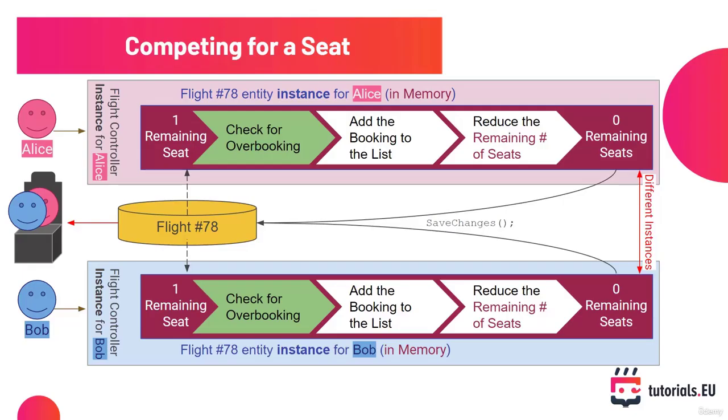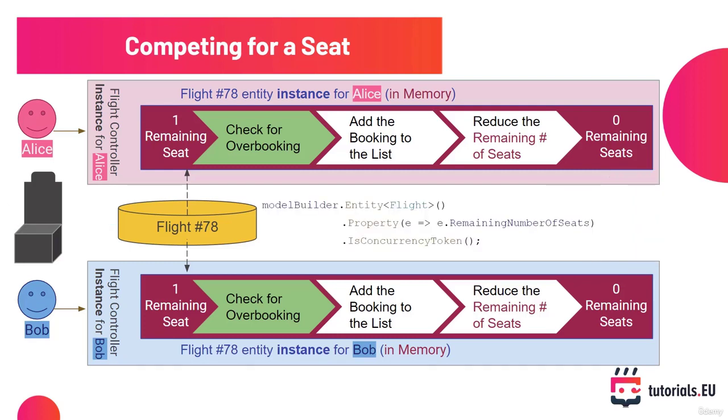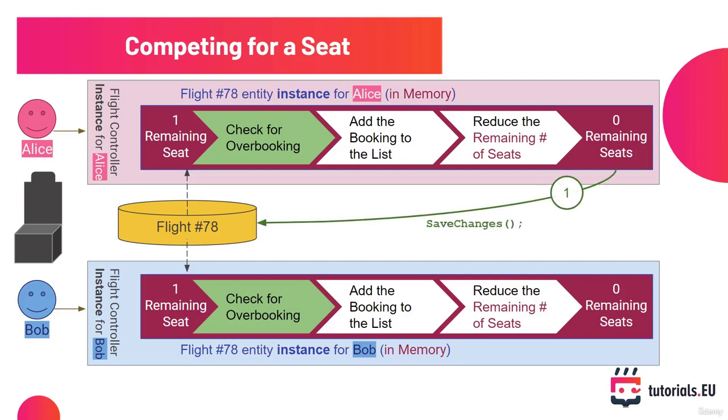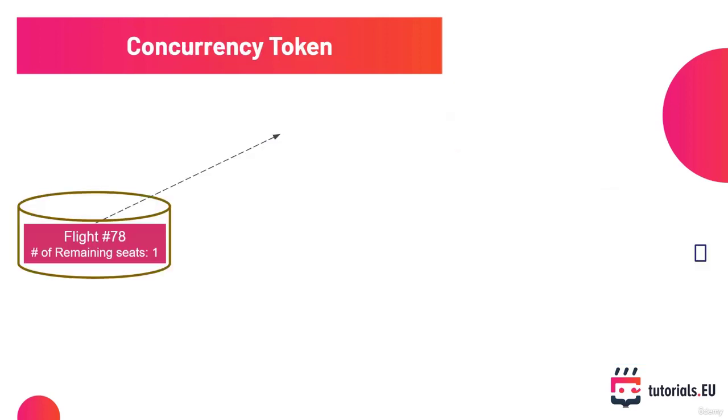So as I was saying, one of the saveChanges calls always delivers to the database first. By setting the number of remaining seats field as a concurrency token, if Alice saves the changes first, Alice wins the seat, and Bob's booking does not take effect. Moreover, if Bob saves changes first, Bob wins the seat and Alice's booking doesn't take effect. But how does that single line of code do it?